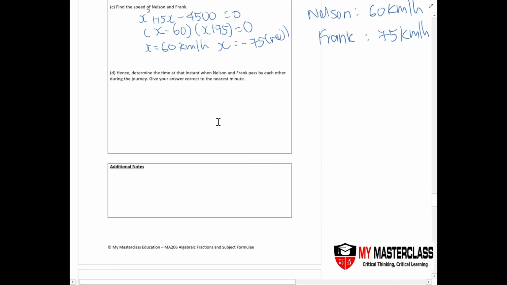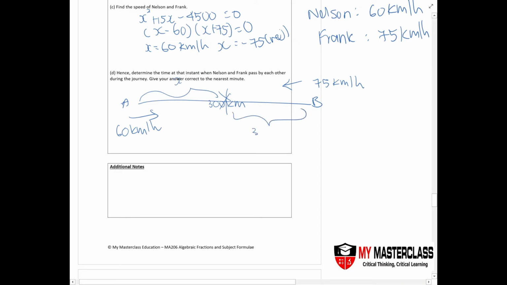So let's take a look, okay? If I draw one timeline here, this is A, this is B. We know that in this direction you are traveling with the speed of 75 kilometers per hour, whereas from here it is 60 kilometers per hour. Now the total distance for this entire A to B is 300 kilometers, right? So let's say I put an X here, the point where they meet. Let me call this X. So what is this? This will be 300 minus X. Does that make sense to you?